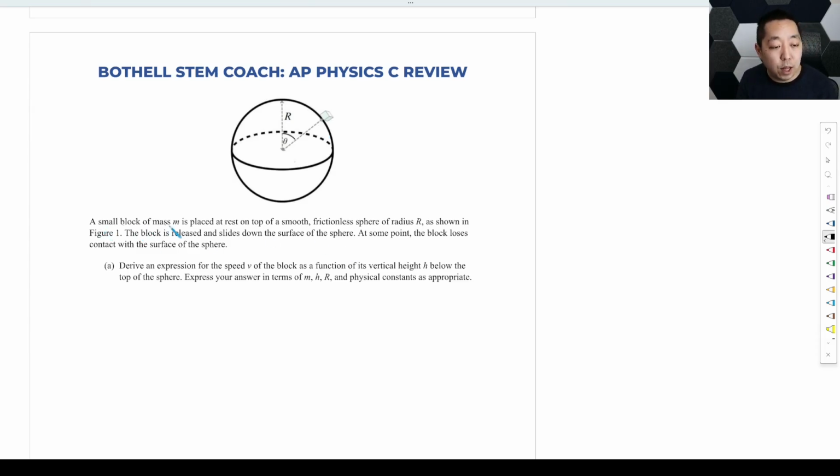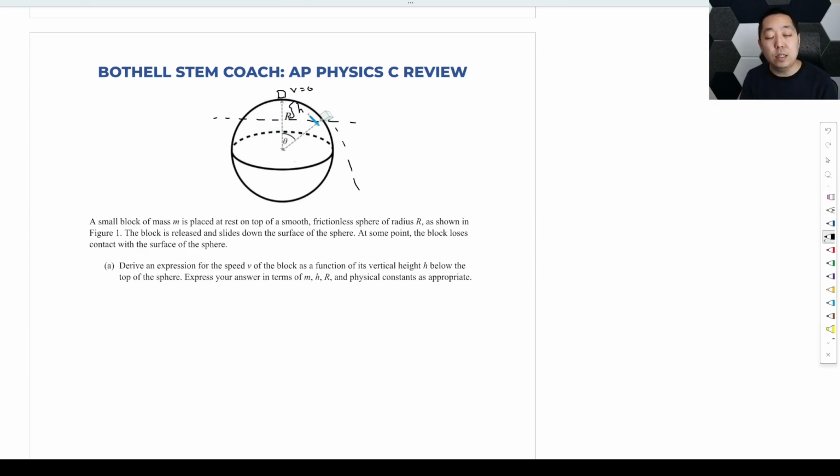A small block of mass M is placed at rest on top of a smooth frictionless sphere of radius r as shown. The block is released and slides down the surface of the sphere. At some point, the block loses contact with the surface of the sphere. So he's going to start from rest, slide down, and eventually fall off at some point. Derive an expression for the speed of the block as a function of its vertical height below the top of the sphere. So what they're saying here is, let's call this h. Express your answer in terms of m, h, r, and physical constants.